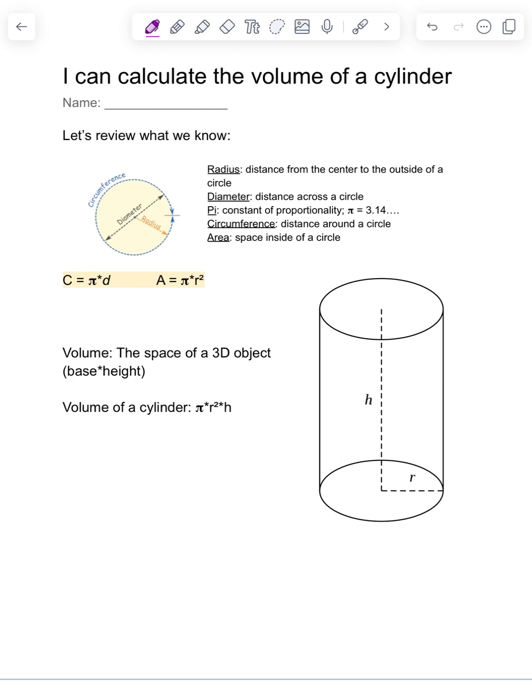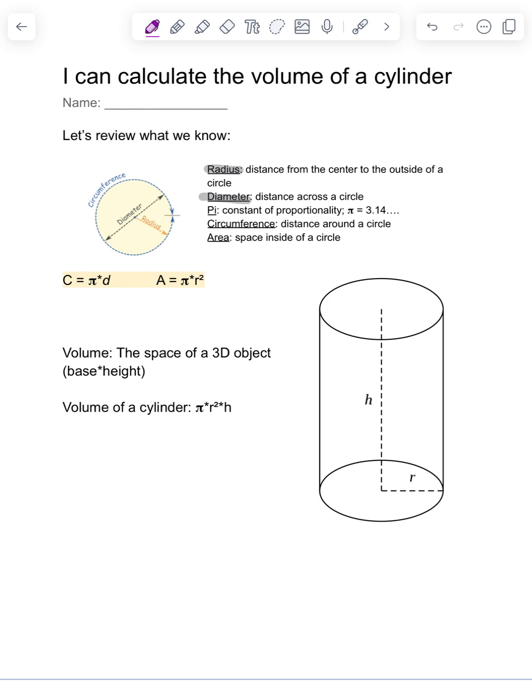All right, today's lesson is on finding the volume of a cylinder. Before we find the volume, let's review a couple circle vocabulary words. So radius is going to be half of the distance across a circle, or the distance from the center to the outside. If you would like to highlight that orange in your notes to match the image, that'd be great.